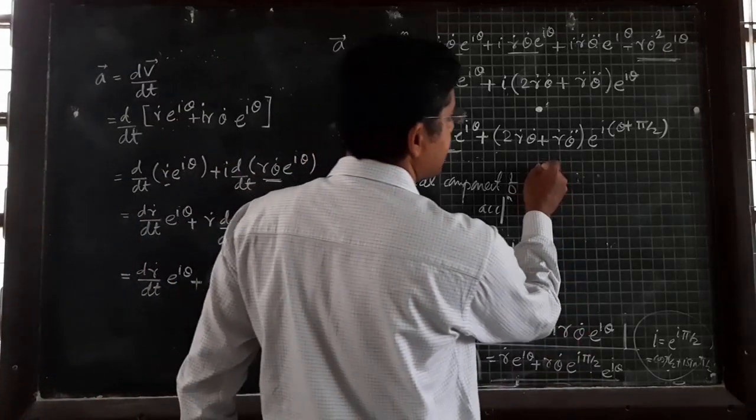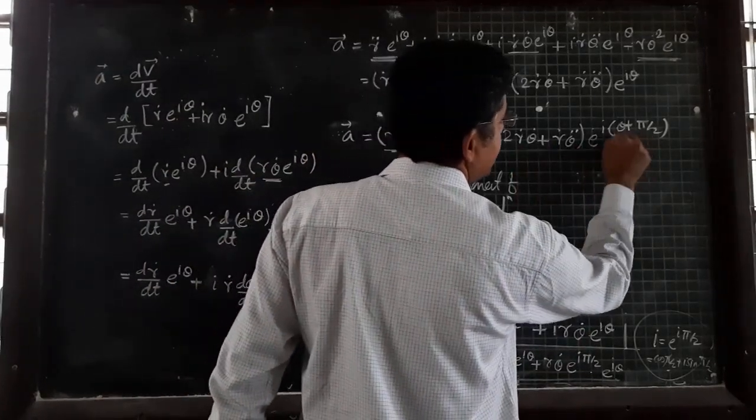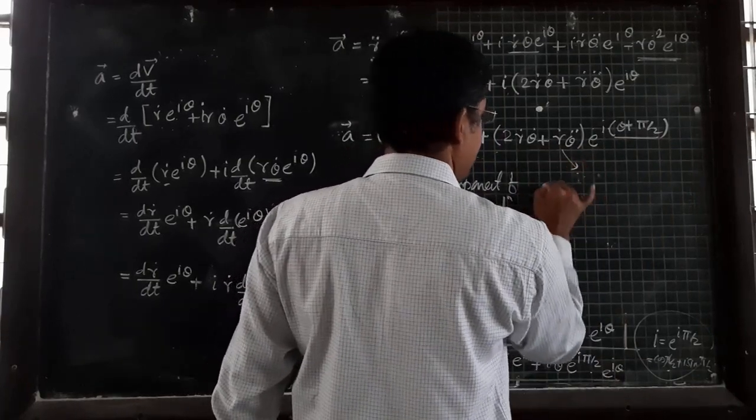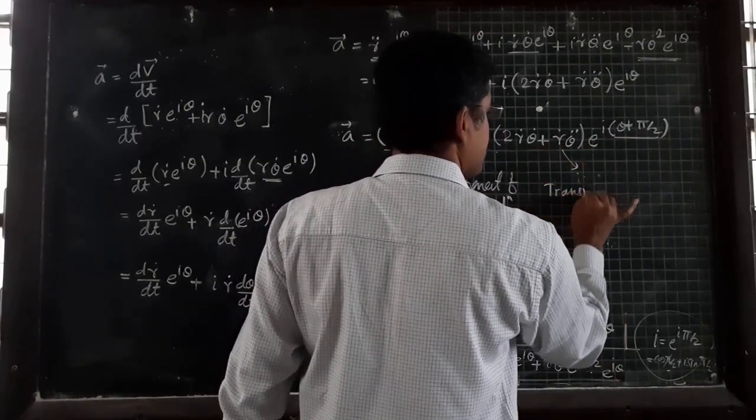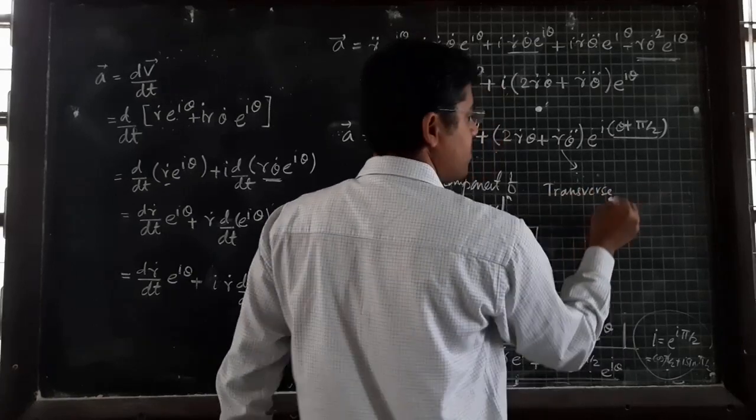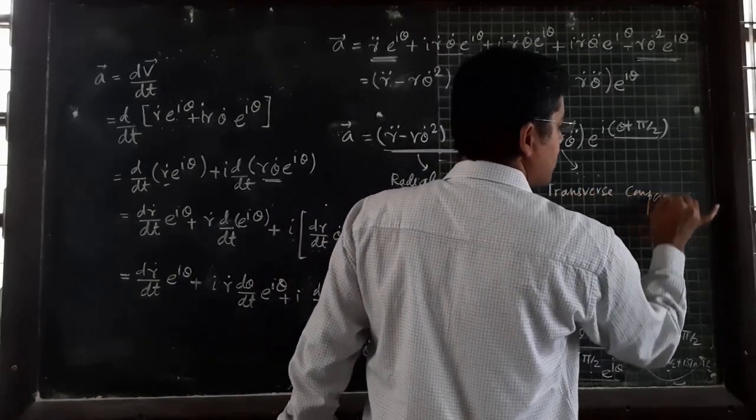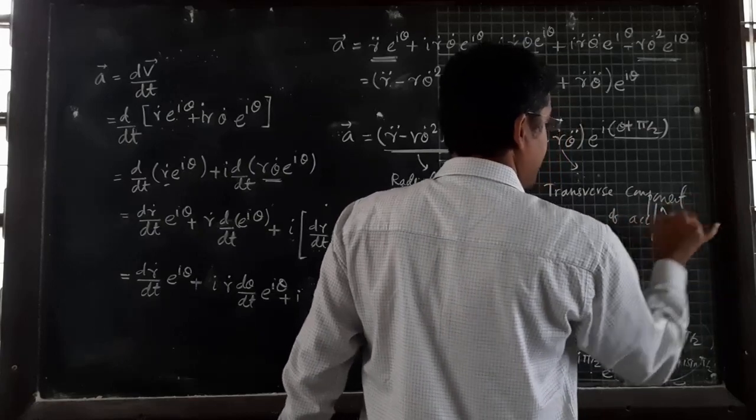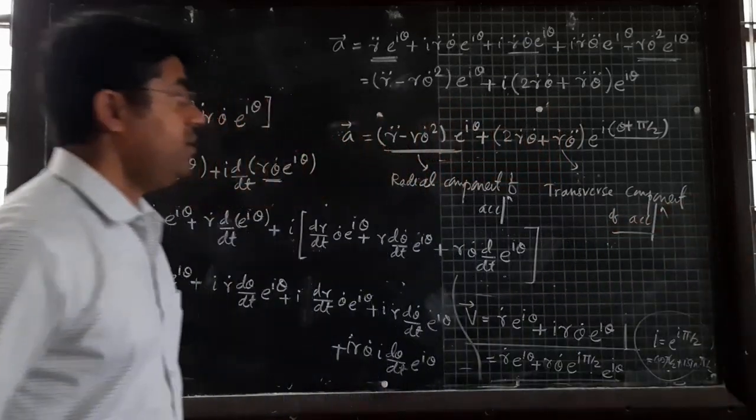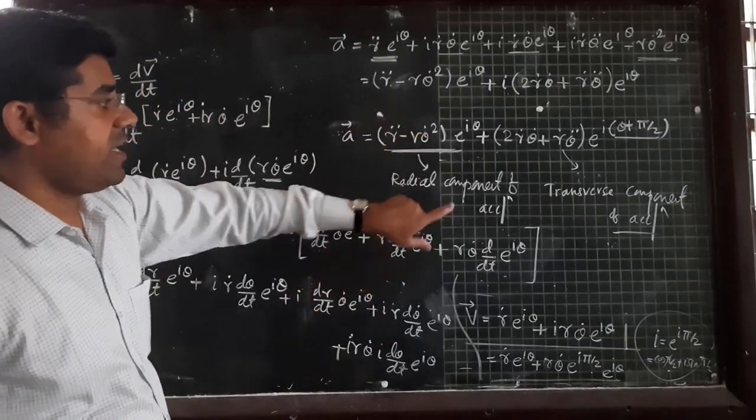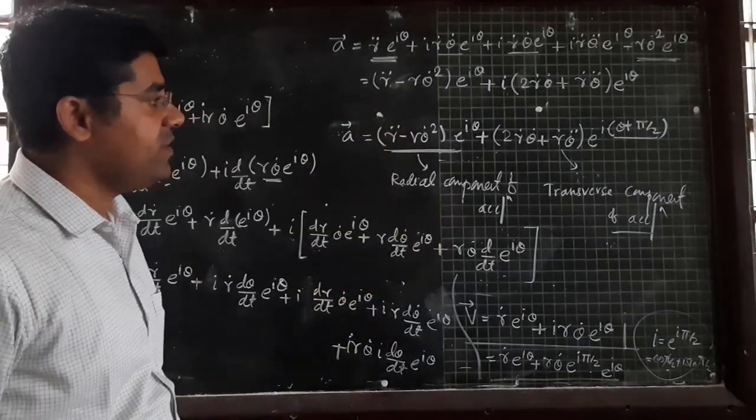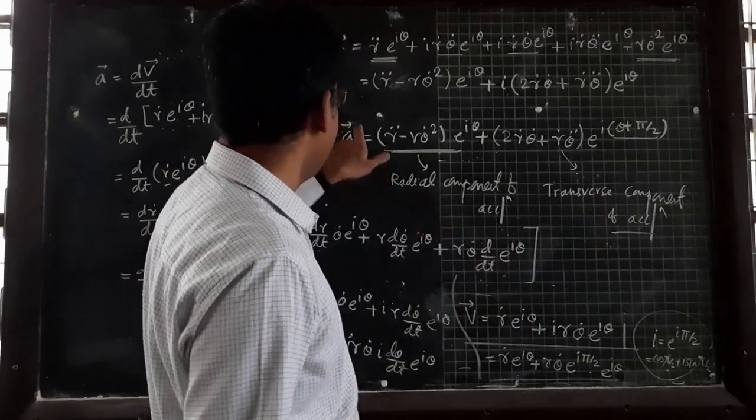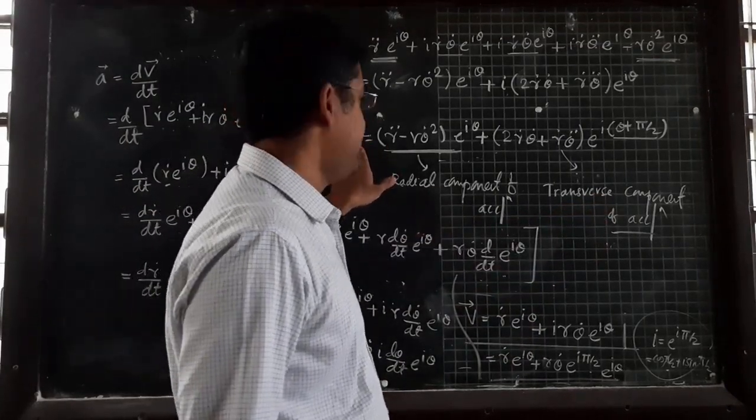So in this case, what? Theta plus pi by 2. So this is the transverse component of your acceleration. When you add both the radial component of the acceleration as well as the transverse component of the acceleration, then you will get the resultant acceleration.